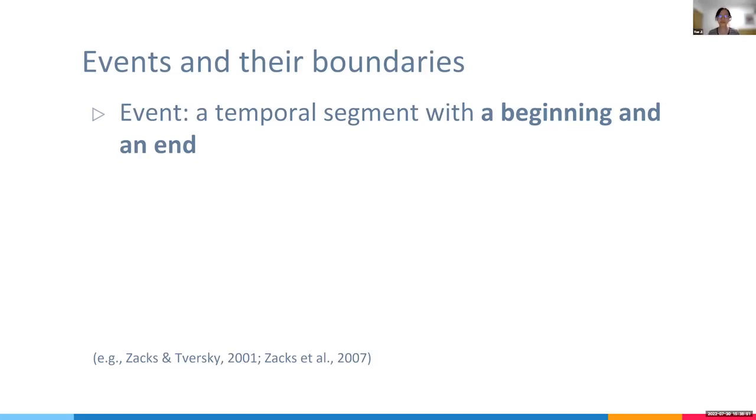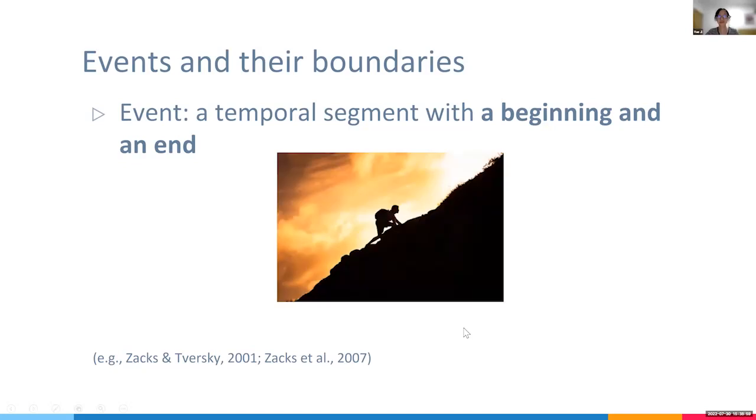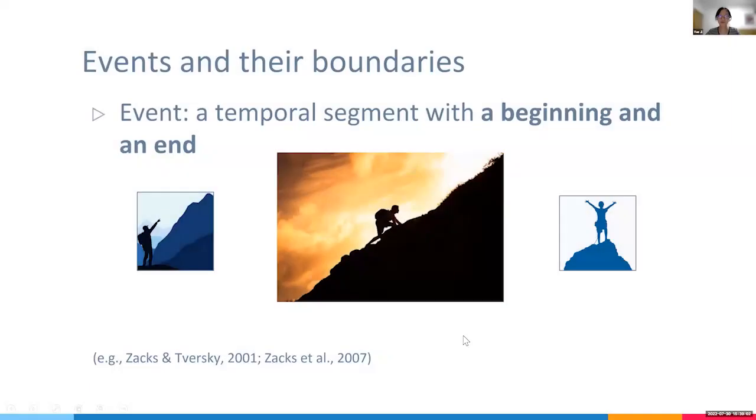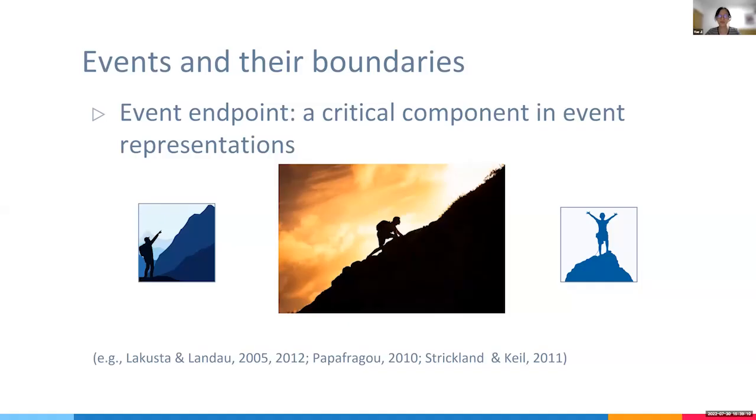So events are broadly defined as temporal segments that are considered as having a beginning and an end. If we think about the case of climbing a mountain, conceptually, such an event begins when people start at the mountain foot, and the event comes to an end when people reach the mountaintop. And many studies have found the event endpoint is a critical and salient component in event representations. For example, people could memorize and describe the endpoint, such as reaching the mountaintop, more accurately compared to the beginning in the motion event.